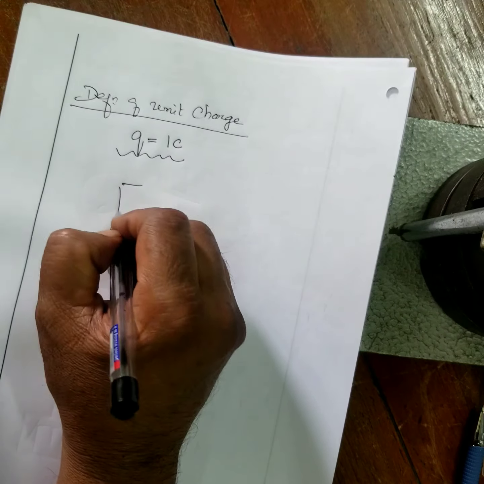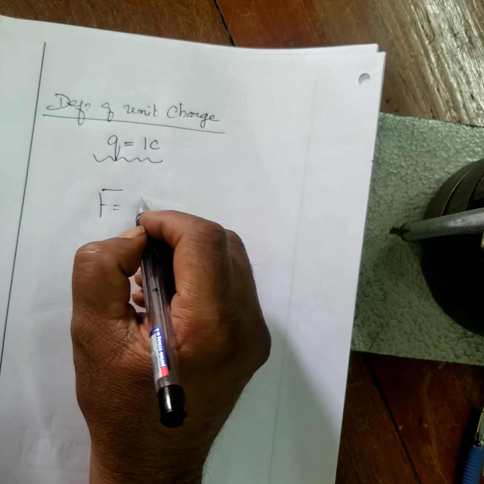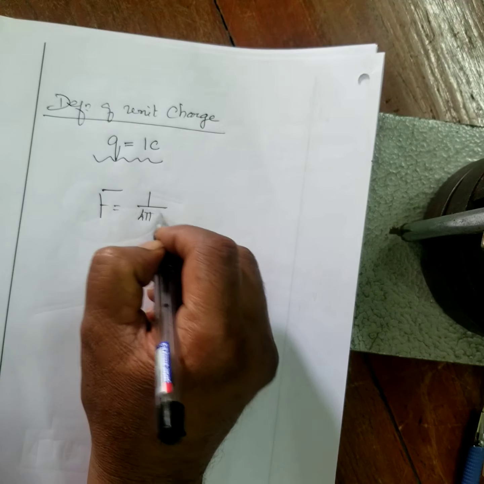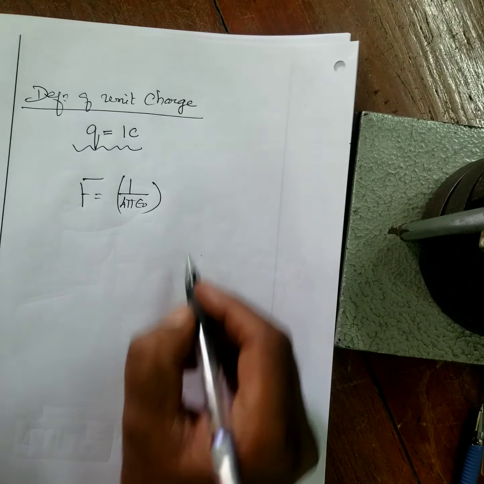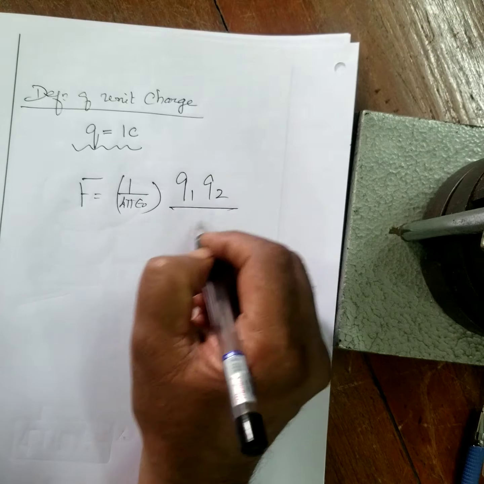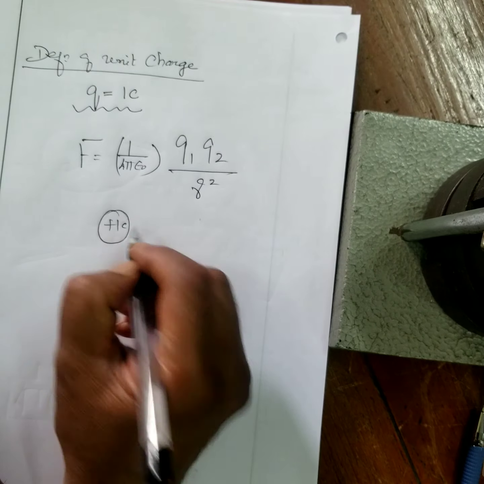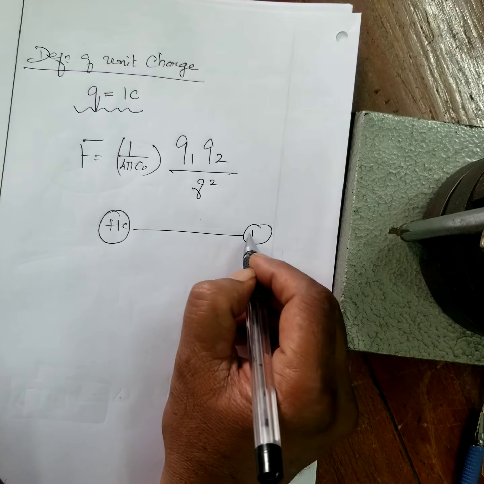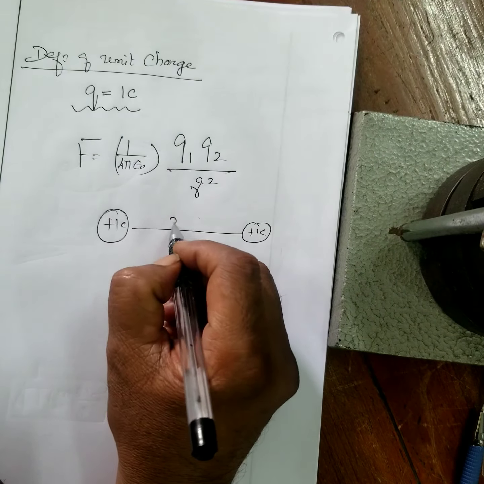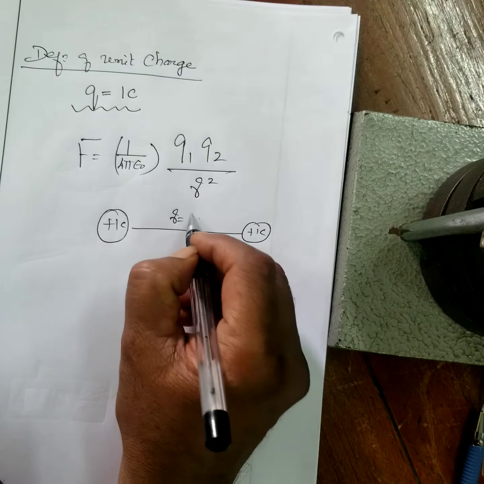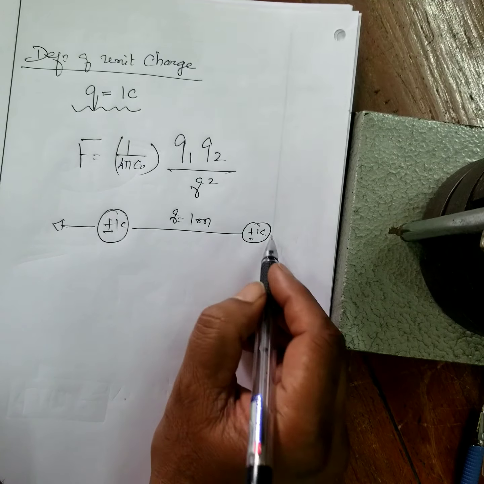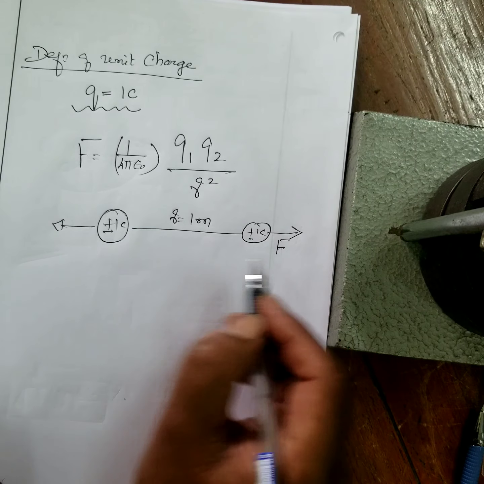You know the force from Coulomb's law: 1 by 4 pi epsilon naught Q1 Q2 by R square. You take 1 coulomb of charge here, again 1 coulomb of charge here, keep it at a distance of 1 meter apart, both positive, or negative negative, whatever it is. What will happen? Calculate the force.